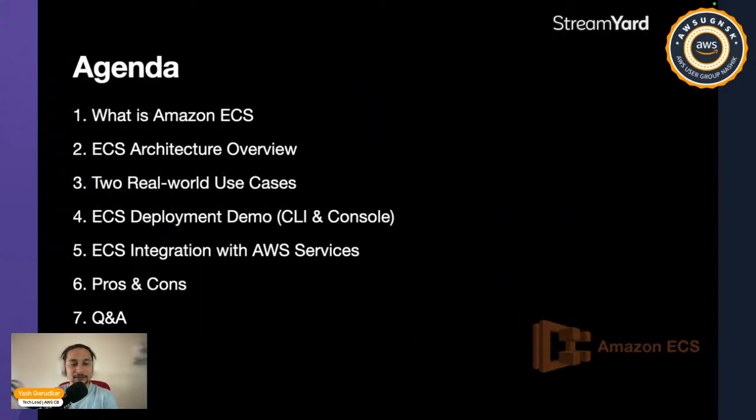Firstly, we're looking at the agenda today. I'm going to explain what is Amazon ECS and what is the ECS architecture. We are going to look at two real world use cases. Then we'll be looking at an ECS deployment demo. The demo is not ready today, but we'll be looking at it next week, which is already scheduled. So please stay tuned for that.